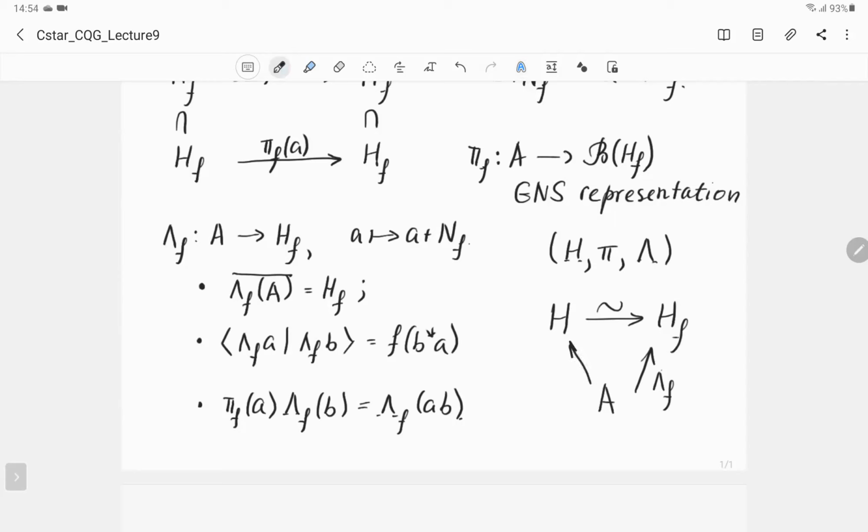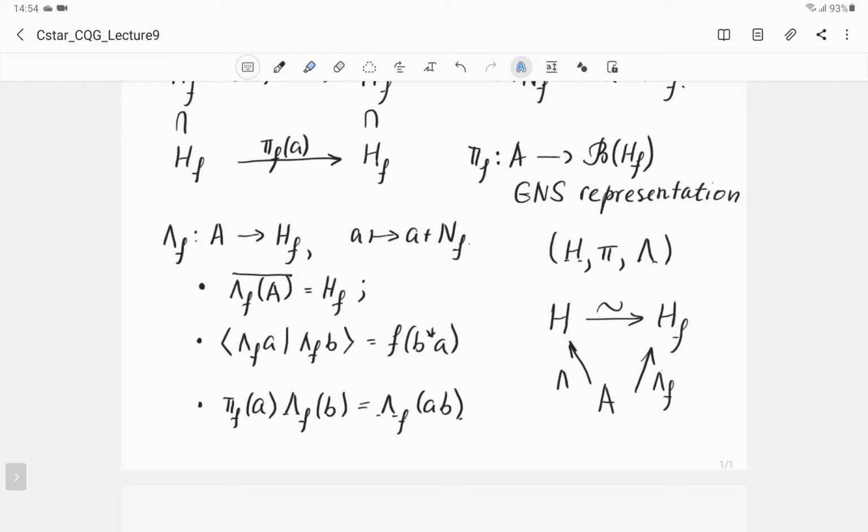Okay, so there is a unique isometric isomorphism between H and H_F such that this diagram is commutative. So this gives us an abstract characterization of GNS representations. Okay, so this was a brief summary of what GNS representations are.